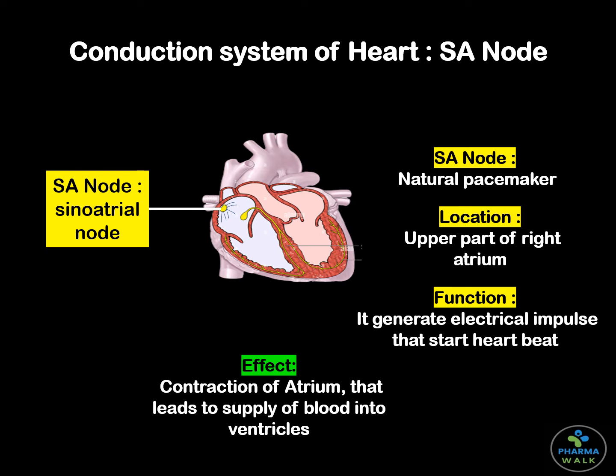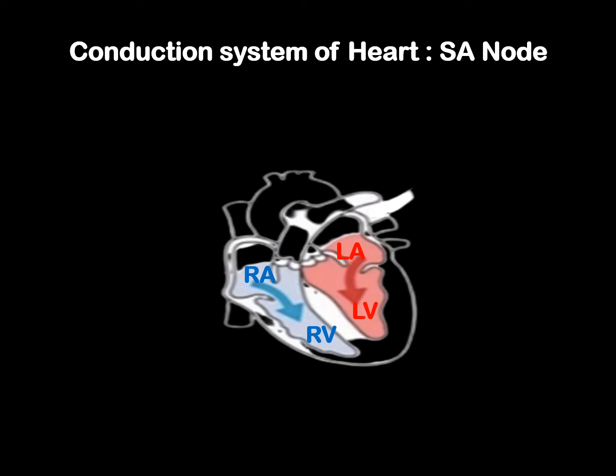So what happens when the SA node generates the impulse? When the SA node generates the electrical signal, it leads to the contraction of the atrium, which is the upper chambers of the heart. And जब atrium contract होंगे, it leads to the supply of blood into the ventricles. So that you can see in the diagram. When the SA node generates the signal, from the right atrium, deoxygenated blood enters into the right ventricle because the atria contract, and from the left atrium, oxygenated blood enters into the left ventricle. So that is the process that happens when the SA node generates the electrical signal.